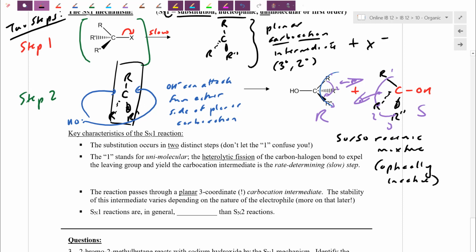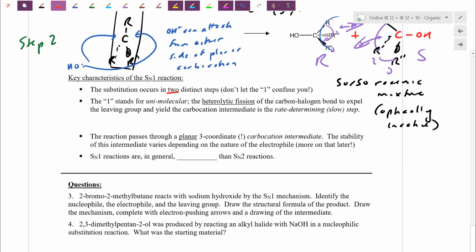Okay, so this is just another proposed mechanism. The reaction is still the same. The nucleophile has substituted itself on top of it. Let's look at some key differences here. The substitution actually occurs in 2 steps. The 1 does not refer to how many steps. The 1 refers to the molecularity.